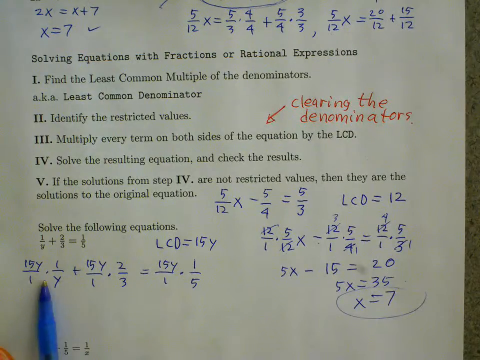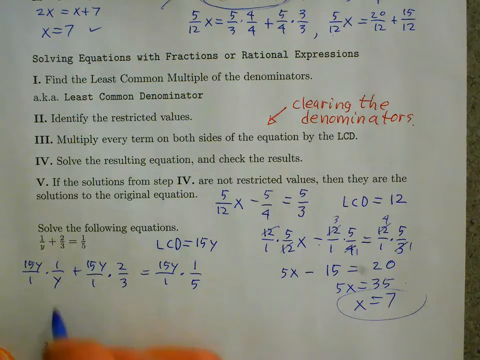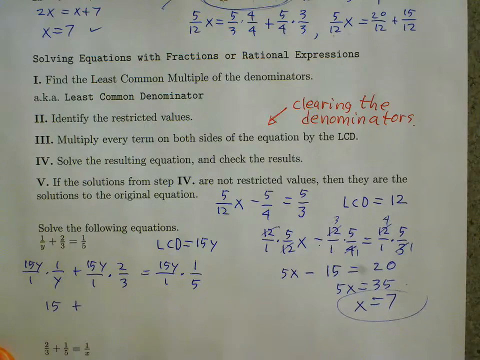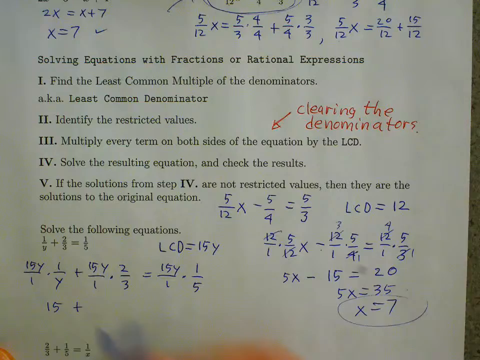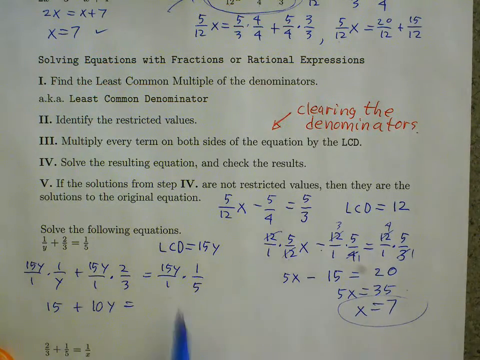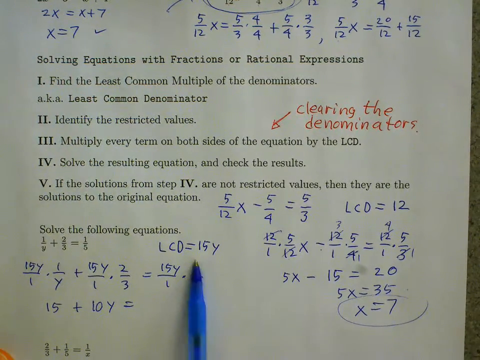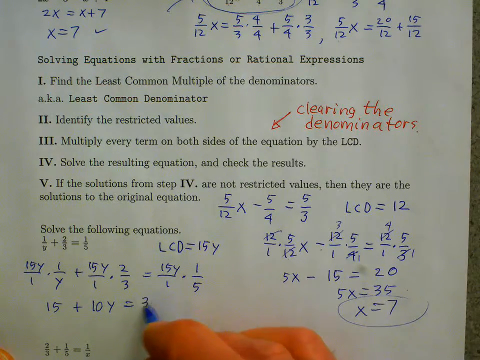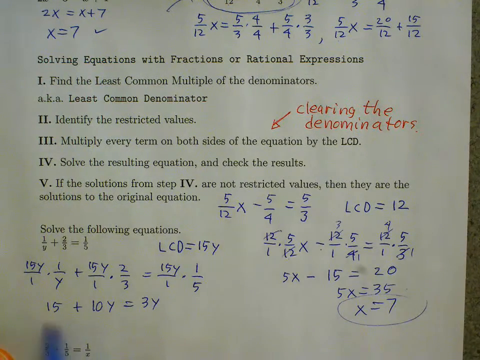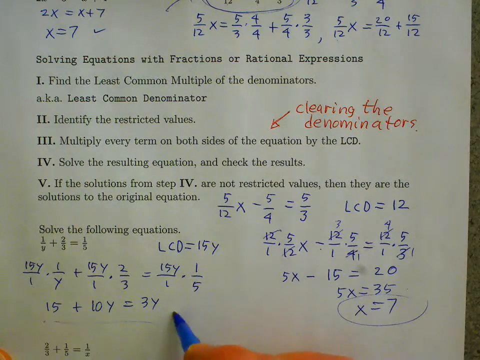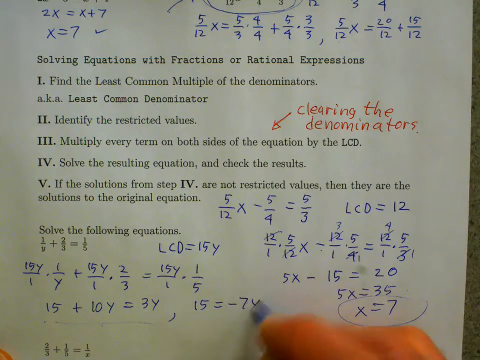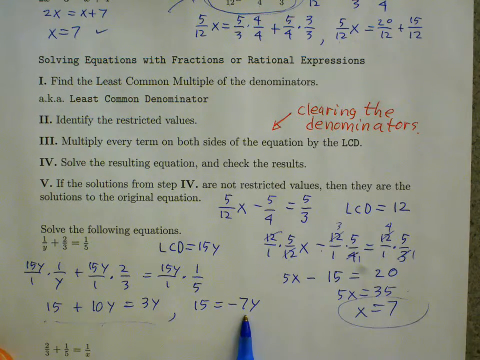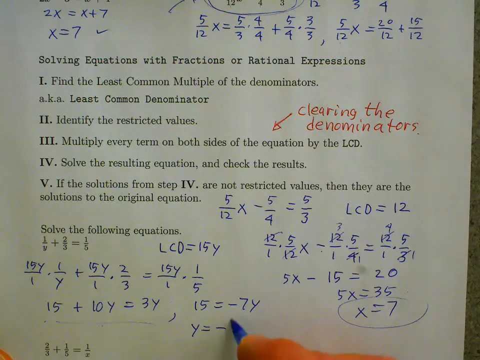And 15y over 1 times 1 over y, the y's cancel, so we just get 15. And then 15y over 1 times 2 over 3, we get 10y when we simplify that. And on the right-hand side, 15y over 1 times 1 over 5, we get 3y. So this equation is simpler to solve. If we subtract 10y from both sides, we get 15 equals negative 7y. And then divide both sides by negative 7, we get y equals negative 15/7.